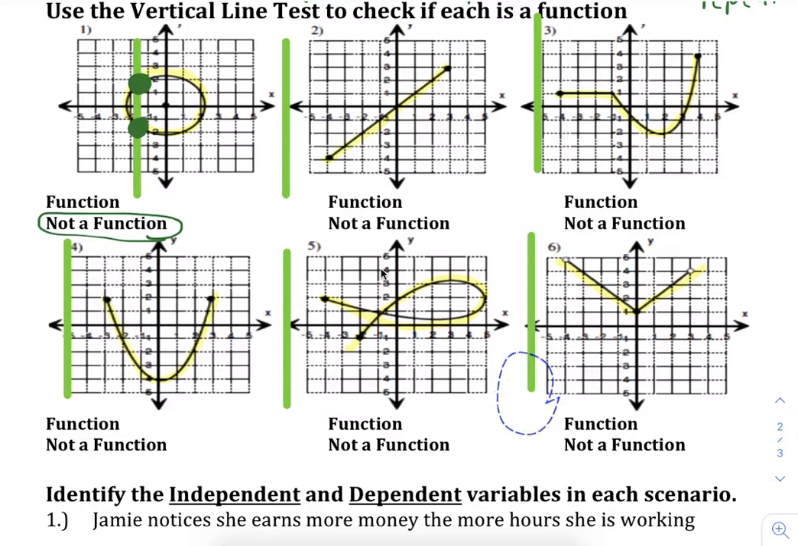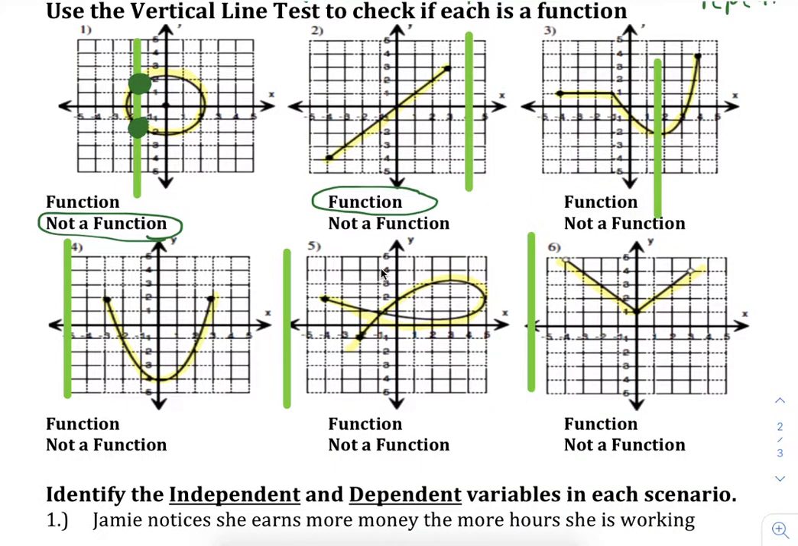All right, so if we go to our next problem, I'm going to grab my vertical line, slide it across graph number 2. I'm only hitting one spot on the yellow, only hitting one spot on the yellow, only hitting one spot. All right, this guy's all good. So I would say this one is a function. Let's look at number 3. If I draw my line across, he's only hitting one time on the yellow. Still good. Only one time down here on the yellow. Ooh, okay, it's getting a little steeper, but I still only hit it one time. So this is a function. Okay, it's passing the vertical line test.